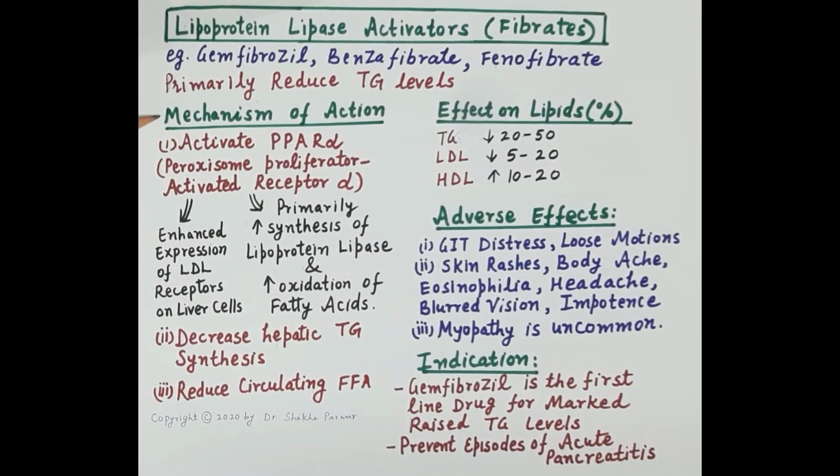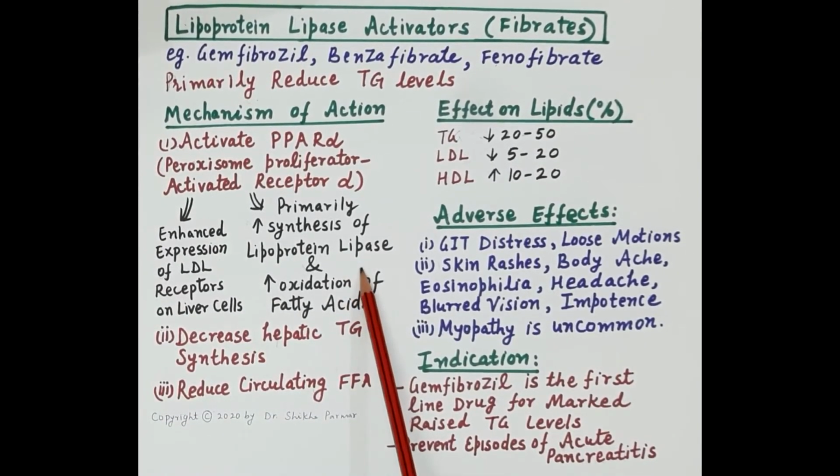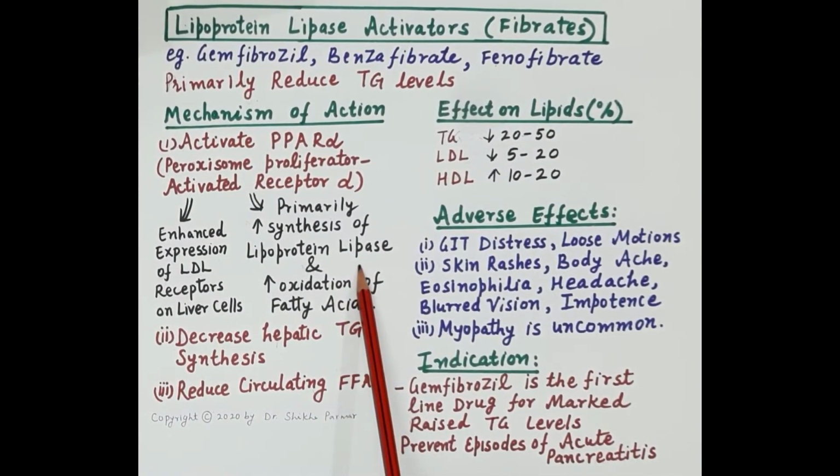Now, let's talk about the mechanism of action. The main mechanism by which these drugs reduce the level of triglycerides is by the activation of peroxisome proliferator activated receptor alpha. Peroxisome proliferator activated receptor alpha is a gene transcription regulating receptor expressed in liver, fat, and muscles for synthesis of lipoprotein lipase. So, by activating PPAR alpha, these drugs primarily increase synthesis of lipoprotein lipase.